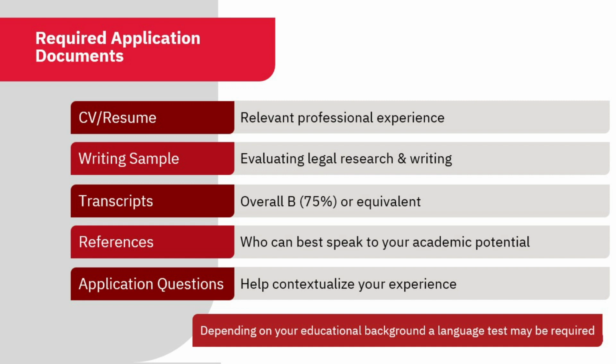You'll also need to submit a writing sample. The committee uses your writing sample to assess your graduate level writing and research skills. Your writing sample could be an academic paper, a memorandum or factum, or a 5 to 10 page research paper on a subject that you're interested in. We have topic suggestions on our website.